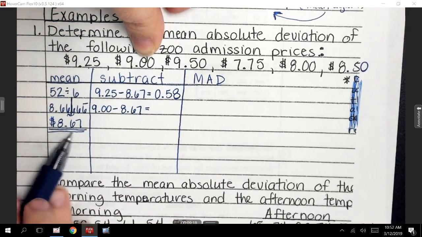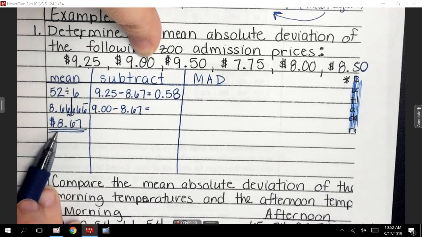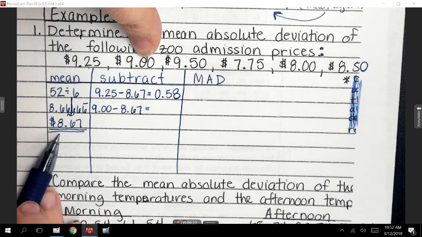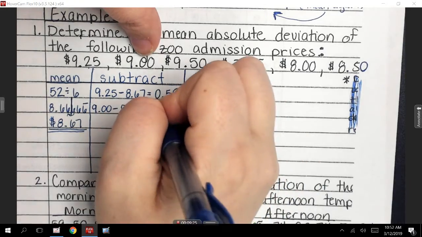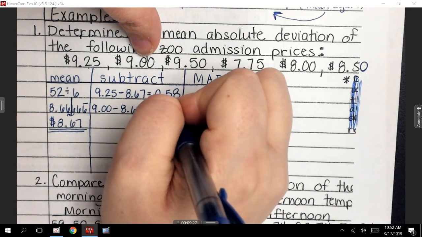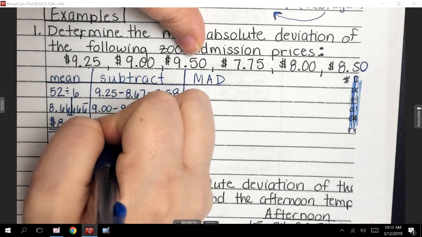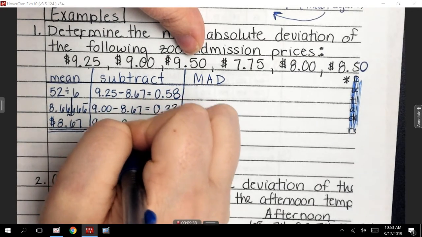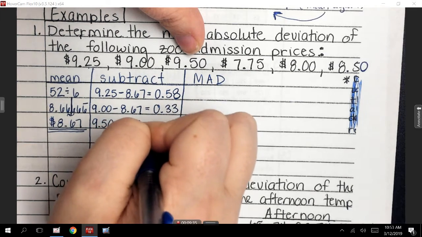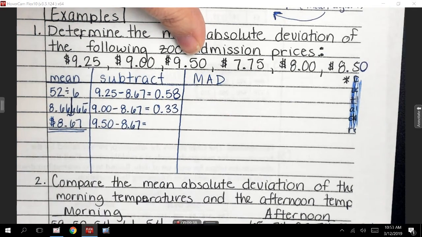Every time I'm subtracting that mean. Y'all okay with that? What do I get when I subtract those? Raise your hand if you can tell me. Jet? 0.33. My next number, $9.50 minus $8.67. Are we okay with this? Am I going too fast for anyone? We're okay? All right, what do I get when I subtract those? Olivia?